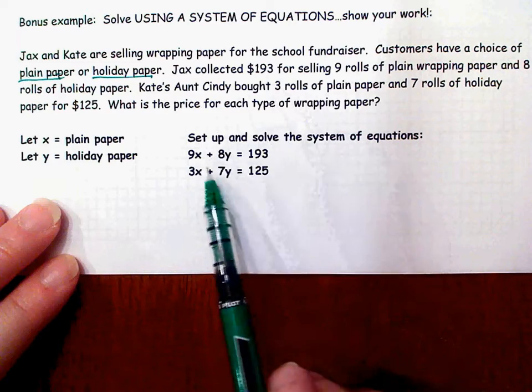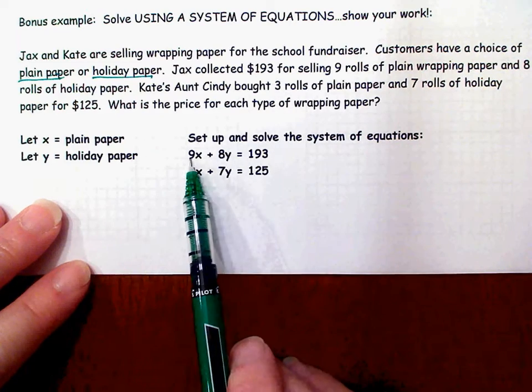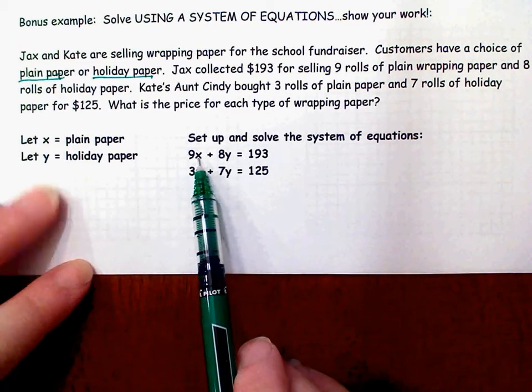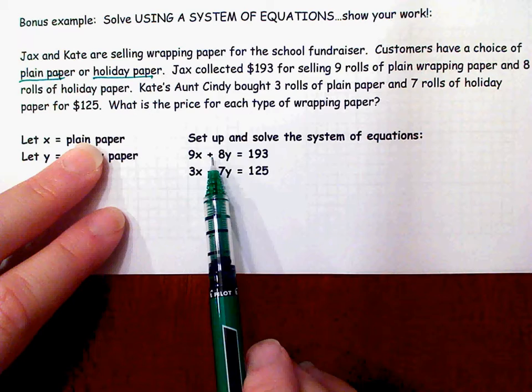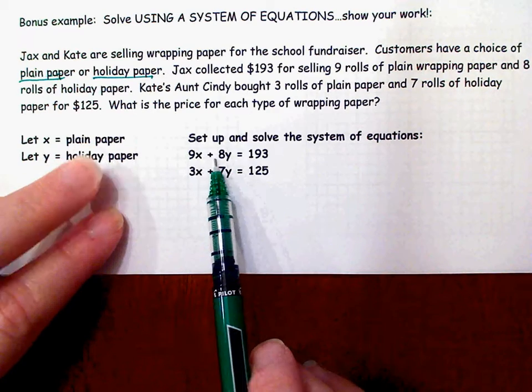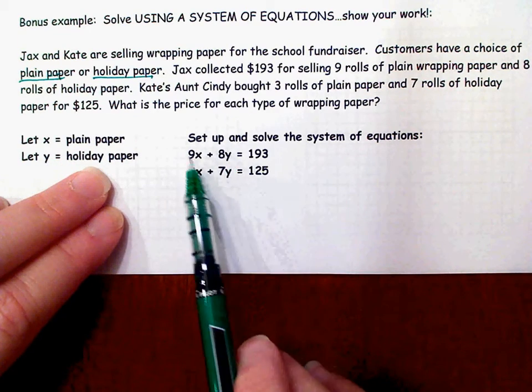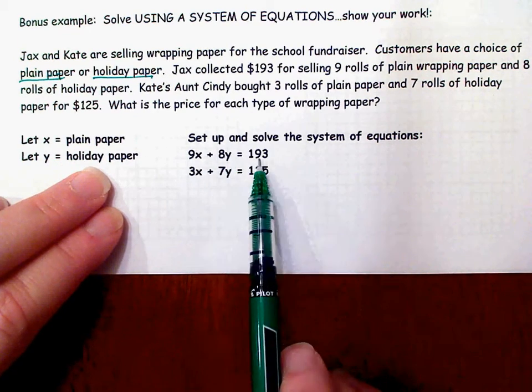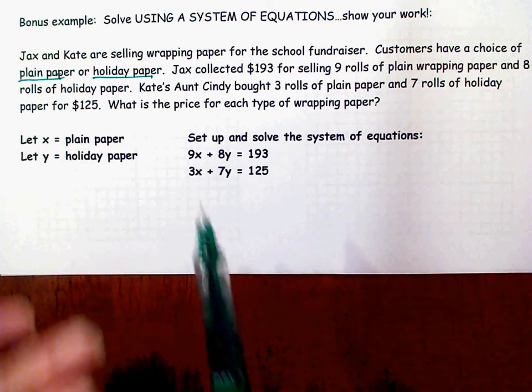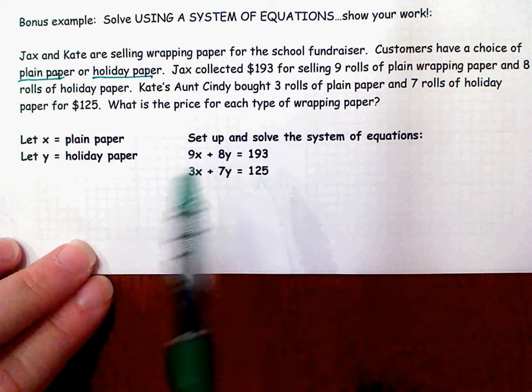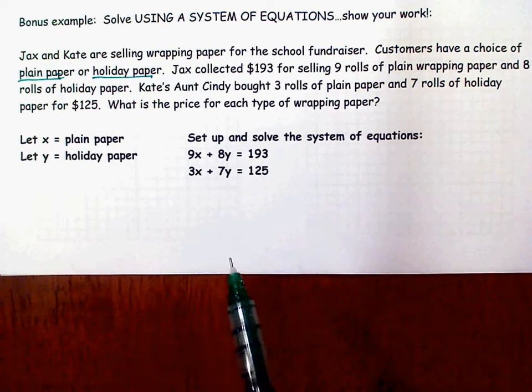So this is how you would set up that first equation. 9x means 9 rolls of plain paper, plus 8y means 8 rolls of holiday paper. And together, all that money has to equal $193. So that's my first equation, and the next sentence will give me my second one.